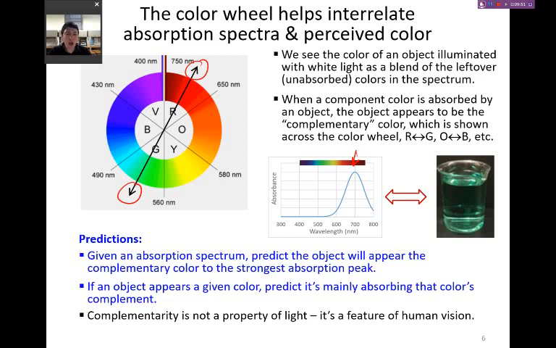And it's important to note that complementarity is not a property of light, but it's a property of our vision. It's how our eyes interpret things. And so if you were to use a spectrometer, then it would need to be calibrated differently. But for us, for what we see, when we see a solution that appears green, that's because it's absorbing, for the most part, red light. When you see an opaque object, like a green sheet, that's because it is reflecting green light and mostly absorbing its complement of red light.